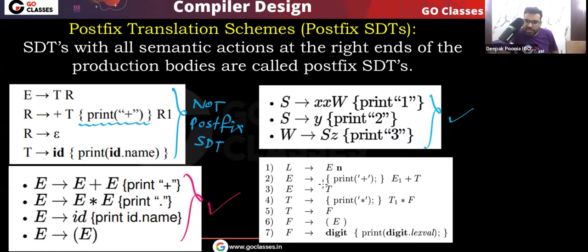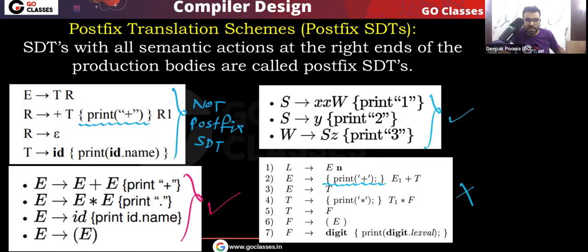And what about this SDT? Here you can see this semantic action is not at the right end of the production body. Like this one is also not at the right end, and this is also not at the right end of the production body. So basically, this SDT is not a postfix SDT. Okay, I hope you understood the definition of postfix SDT.